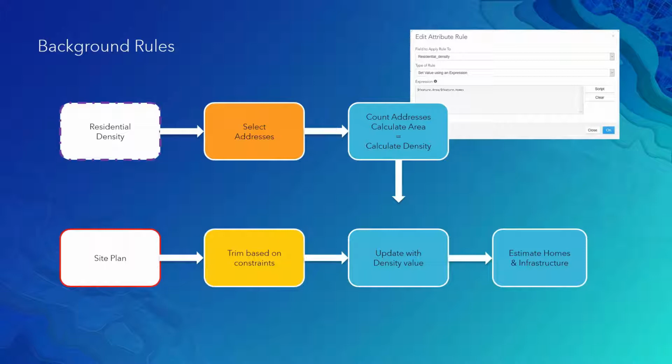Next up, I digitized my site plan, and Suite is dynamically trimming my site plan based on the constraints in the area to ensure I'm not intersecting with anything else. It's then using that density value that we pre-calculated from our sample area to estimate the number of homes and infrastructure that might be available on that site.